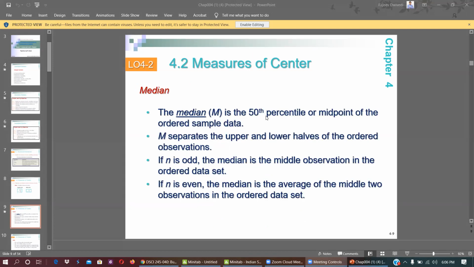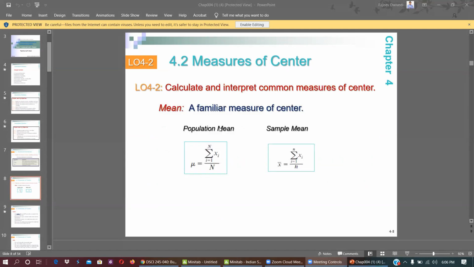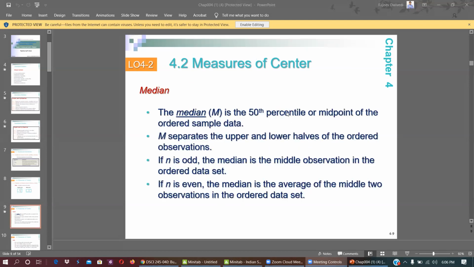What is mean? Mean is nothing but an average of all the items or all the observations. If I ask the average age of the class, I will take the individual age of every student, sum all of them, then divide by the number of students in the class, and I will get the mean. So mean is nothing but average.